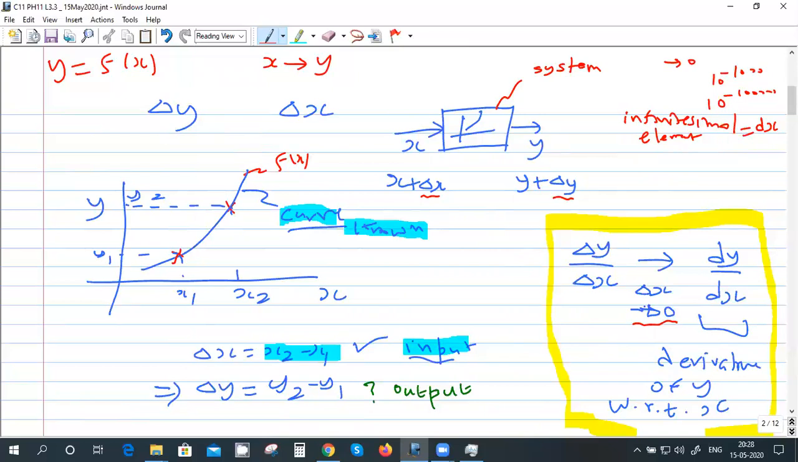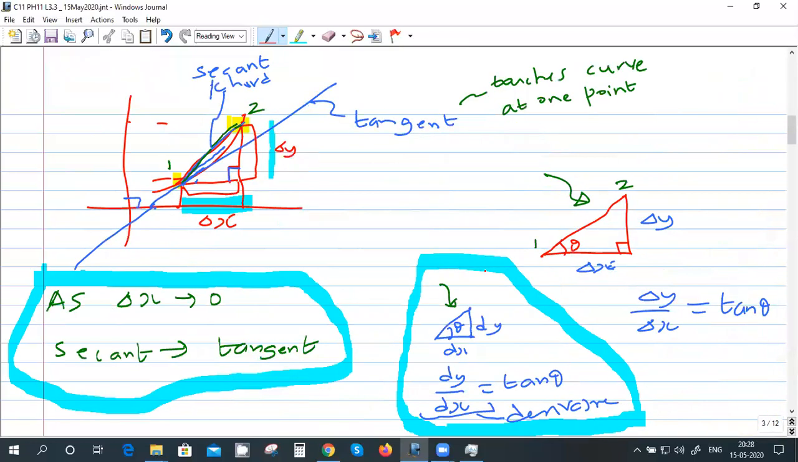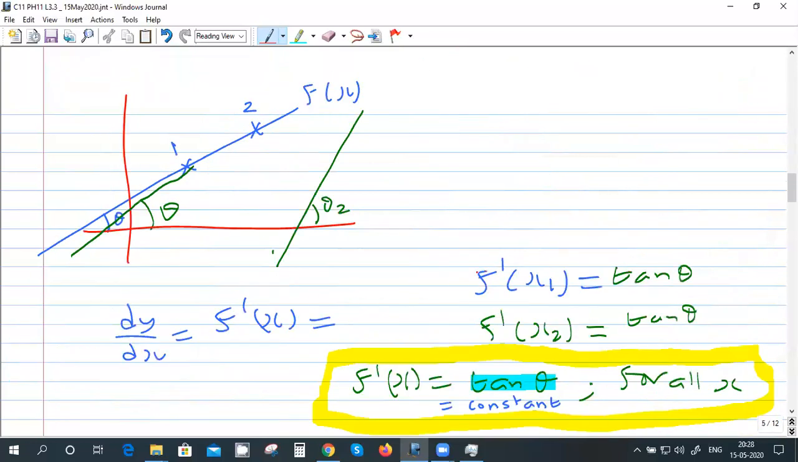This is an important concept, the concept of limit. Tending to 0 means it is not 0. It is very, very close to 0. That's why you can cancel h by h. If it is 0, you cannot cancel. Anything divided by 0 is infinity. Rather than saying infinity, say tending to infinity. This concept was given by Newton. This is the basic idea of calculus.